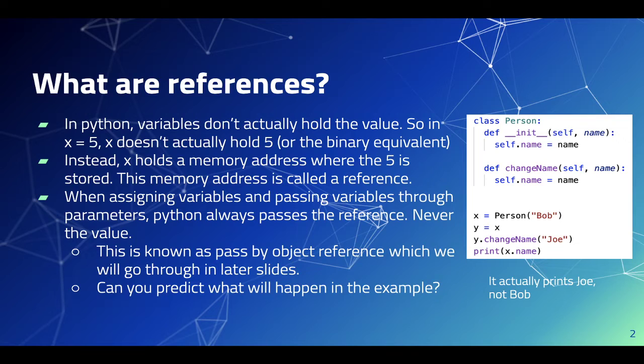Well, when we say y is equal to x, that's where this issue is coming from. When we say y is equal to x, y holds the same reference as x, so the same memory address as x. So y is actually equal to the same person, Bob, as x. So not two copies, not two separate objects that have the same name, but the exact same singular object, a person that has the name Bob.